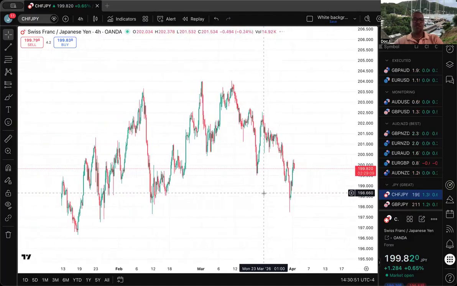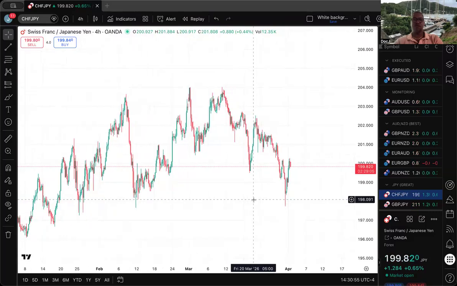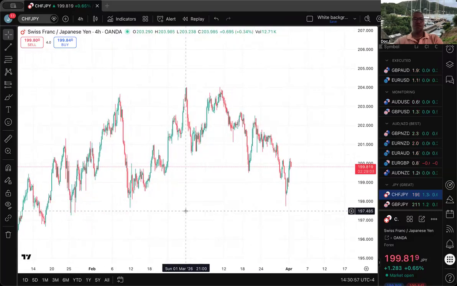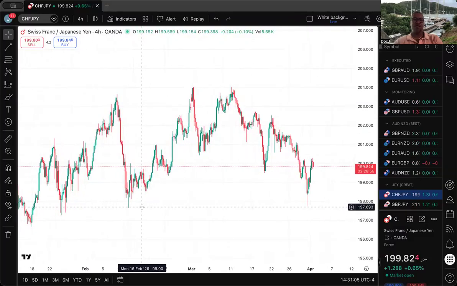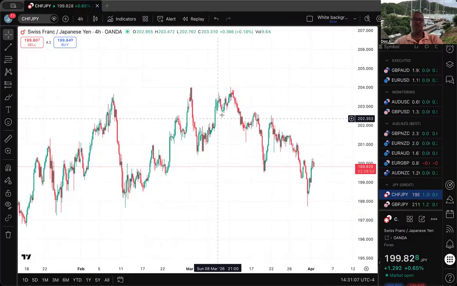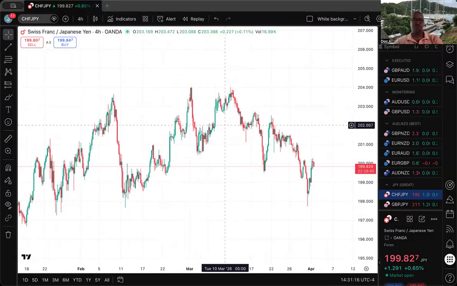So this is our chart here. We're looking at CHF-JPY. This is on the 4-hour. Now, let's see. Let's start our analysis from this point to this point. We can see that price is moving in an upward direction. When price is moving in that upward direction, we call it bullish momentum. So price here is bullish.